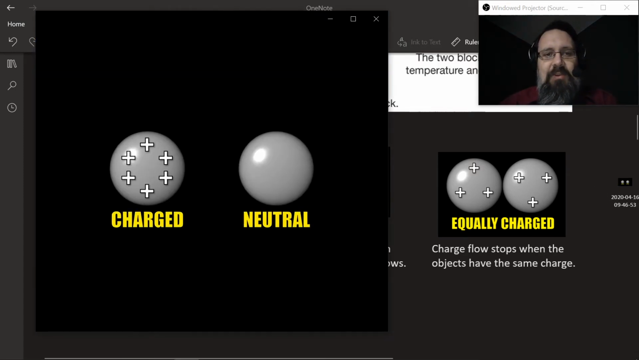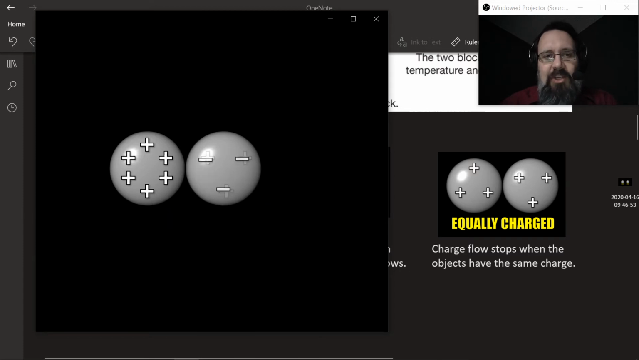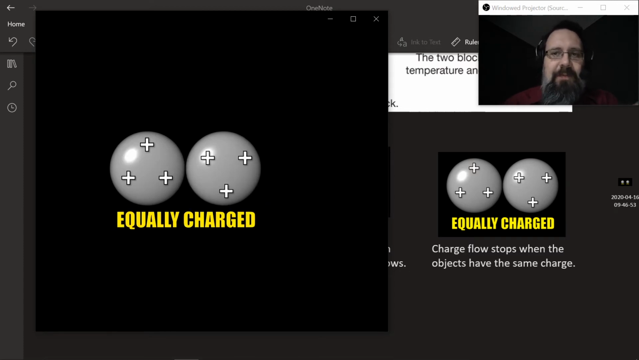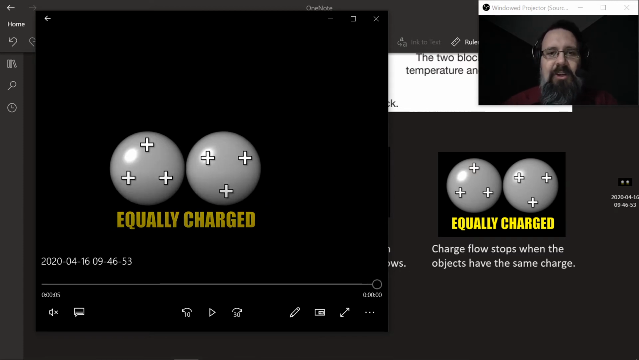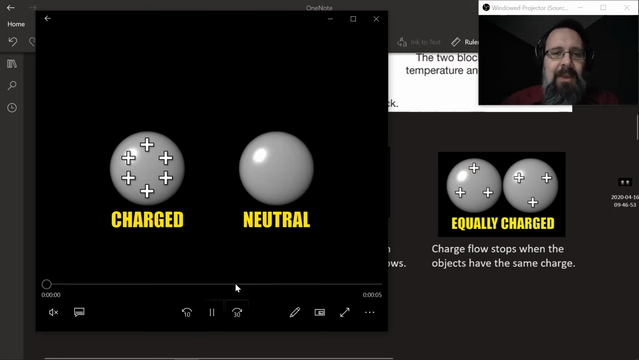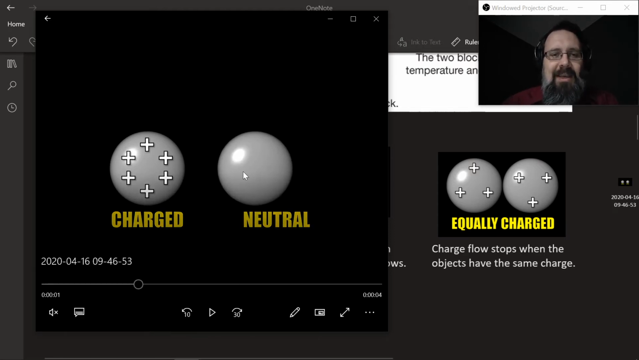So if we take these two objects and we bring them together, there'll be a discharge, and then charges will flow between them until they're equally charged. So I'll play that one more time. The thing that's kind of weird here is that the neutrally charged object doesn't mean that it has no charges in it. It just means that there's an equal amount of positive and negative charge.